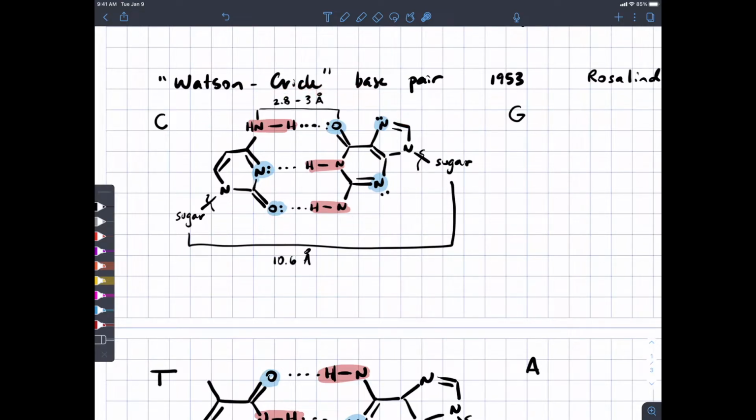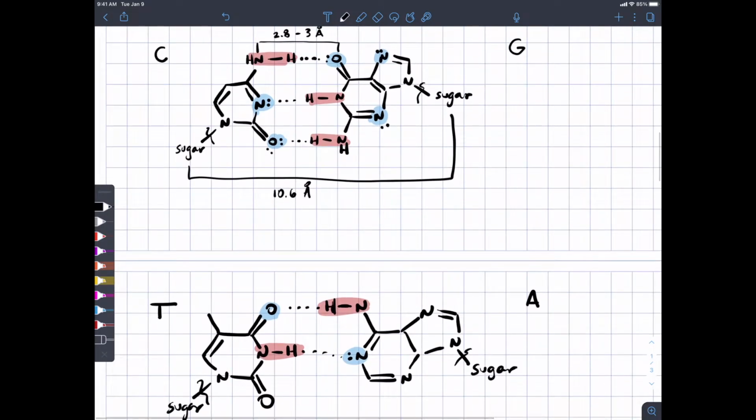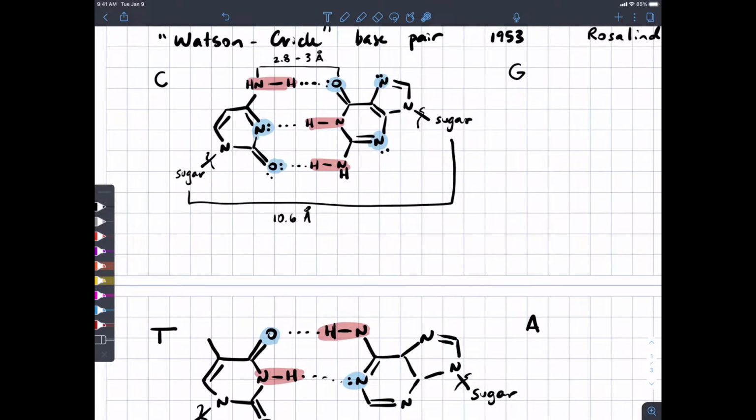And for example, this other hydrogen could be involved in some other hydrogen bonding partner there. This nitrogen could. The other lone pair on the oxygen here could. The other hydrogen on that exocyclic amino group could, and so on.